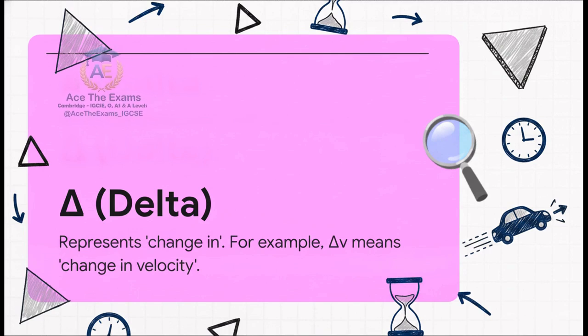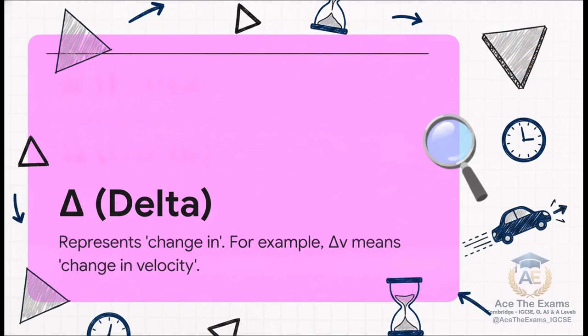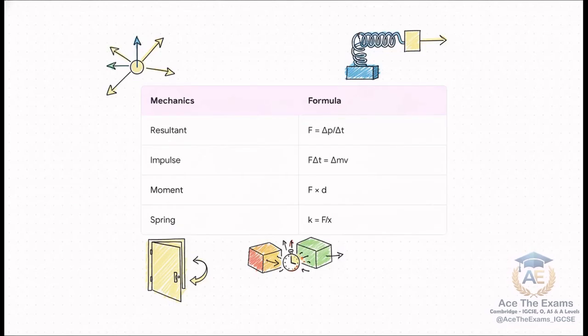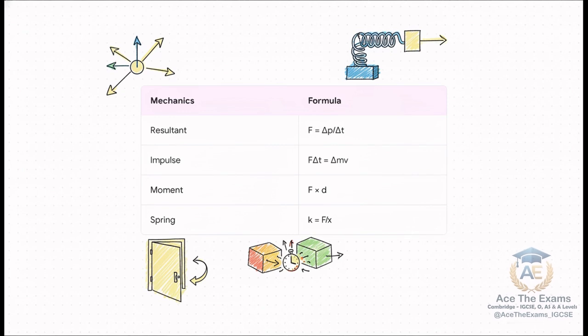When you see delta t, it just means the time taken or the change in time. It is literally just a shorthand symbol designed to save you from writing out change in every single time. Let's move on and see how this basic foundation builds into our advanced mechanics tools.